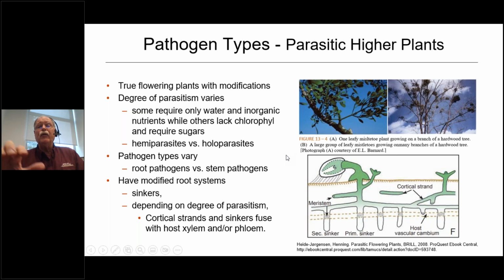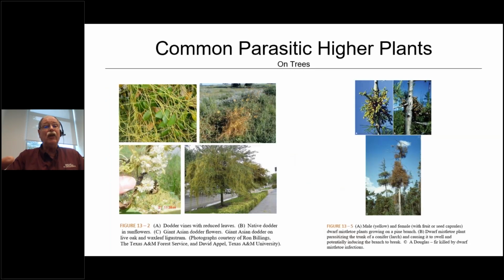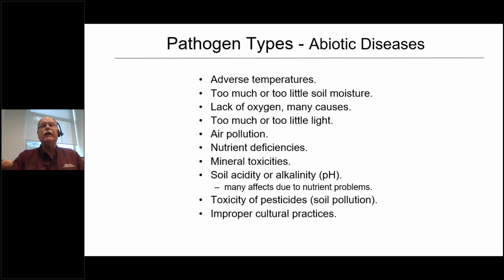Parasitic higher plants in some parts of the world are some of the most serious of all plant parasites, particularly in Africa. There are many parts of Africa that have root parasites of sorghum and corn and some of their other crop plants that are really bad. But we're not going to talk about those today. We're going to finish off with the abiotic pathogens. We've been over this already. I'm not going to go through it in great detail.